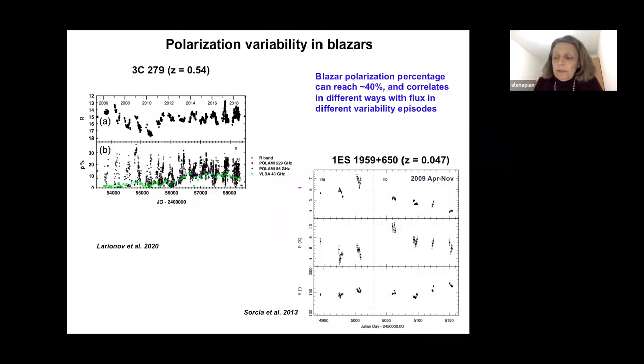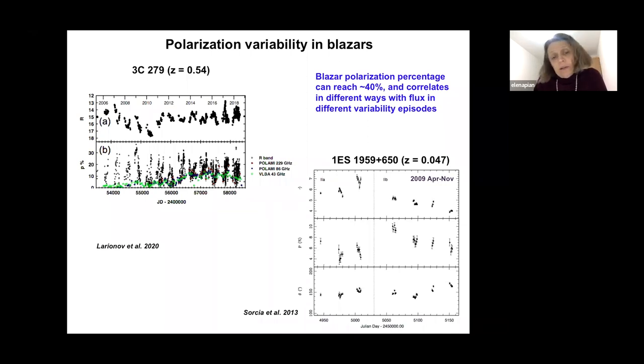So let's see a little bit about their polarization. These are just two examples of polarized light from two very famous blazars. 3C279 is one of the brightest and most intensely variable. It is a TeV source, despite the relatively high redshift, 0.54, although many extragalactic TeV sources have recently been detected at redshifts even larger than this one. It shows large optical variability, you see here on the top left, and the linear polarization percentage in the bottom, together with the radio polarization.